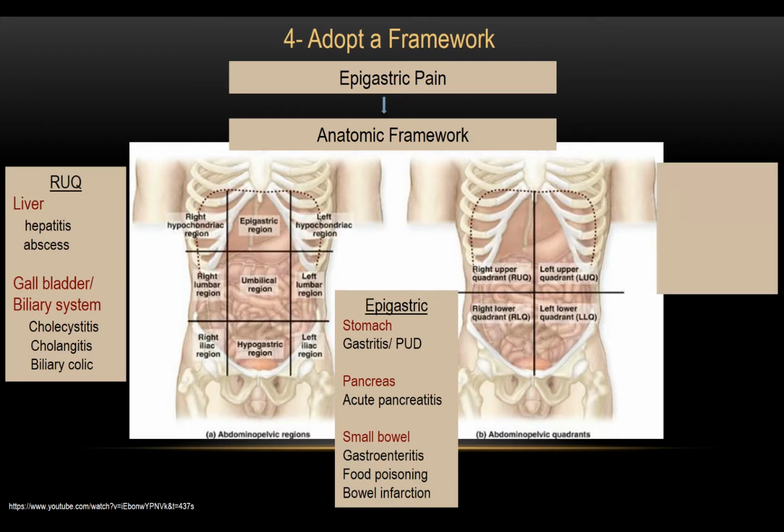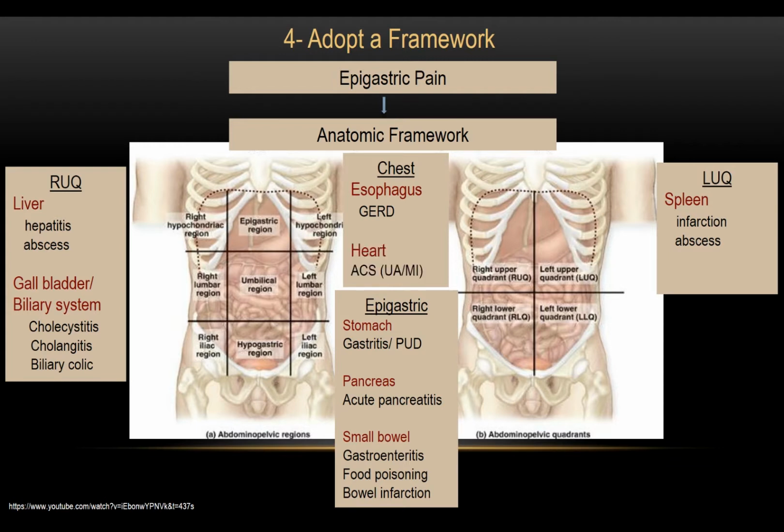On the left side, we have what? Spleen, maybe splenic abscess or splenic infarction. Don't forget that the pain in the epigastrium could be coming from the chest. You have a problem in the chest, and this is causing pain in the upper abdomen or the epigastrium. What could be a chest problem? Maybe you have GERD, gastroesophageal reflux disease, and maybe you have, which is very dangerous, very serious, acute coronary syndrome. Do you know that heart attacks can present with epigastric pain? Yes, so we should include it in this framework.